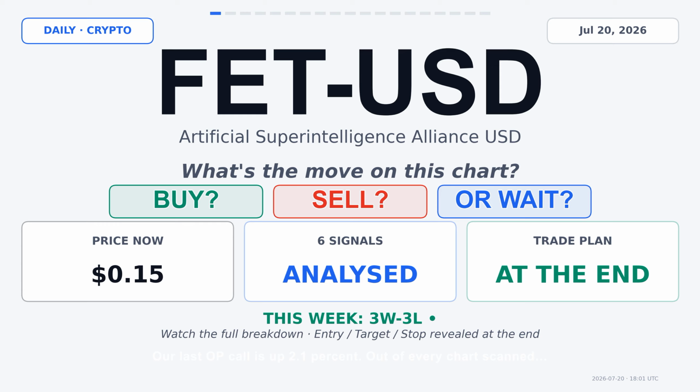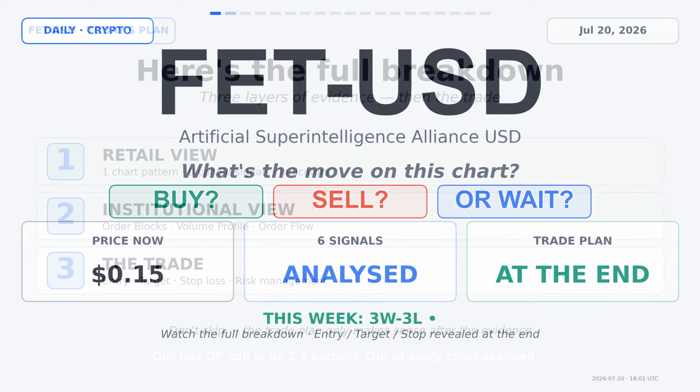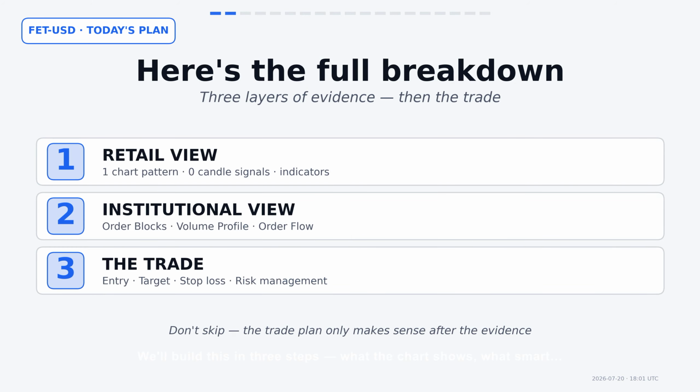Our last OP call is up 2.1%. Out of every chart scanned overnight, Artificial Superintelligence Alliance USD ranked highest. Bias, short. Entry, target, and stop are at the end. Let's earn them with the evidence first. We'll build this in 3 steps: what the chart shows, what smart money is doing, and finally the trade itself. Stay to the end for the levels.